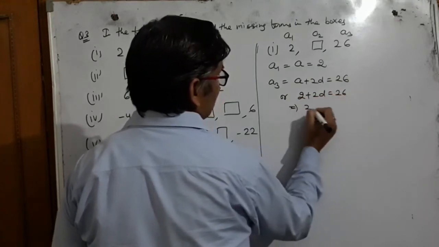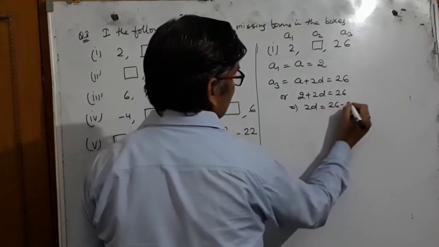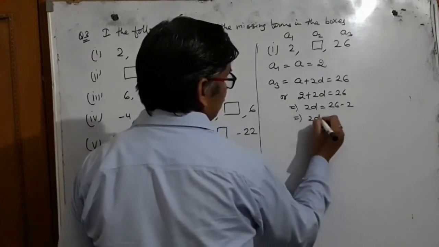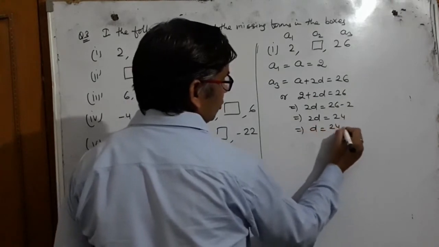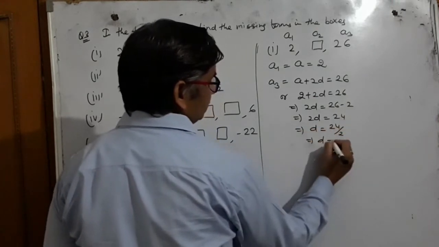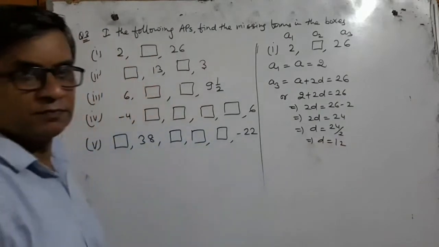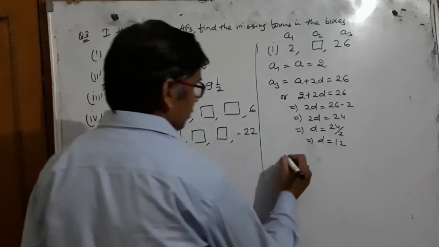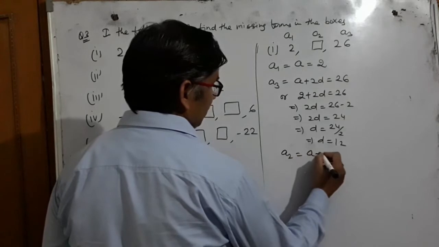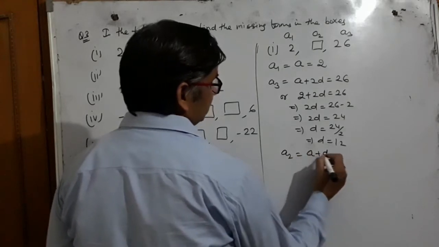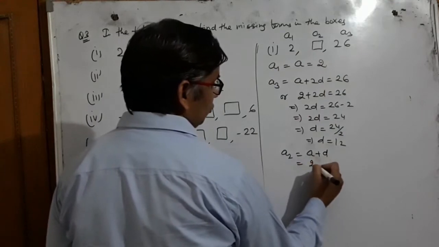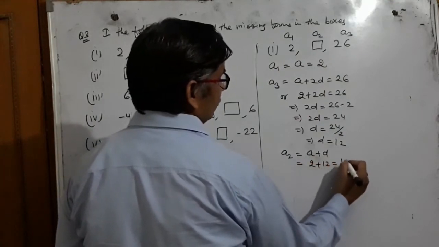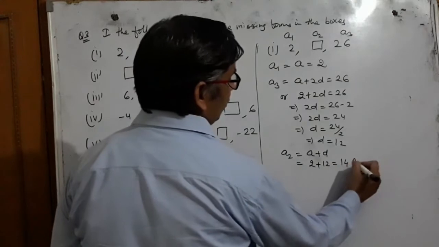So 2D equals 26 minus 2. 2D equals 24. So D equals 24 upon 2. D is 12. Now A2. A2 equals A plus D. A is 2, D is 12. So 2 plus 12 is 14. 14 is the answer.